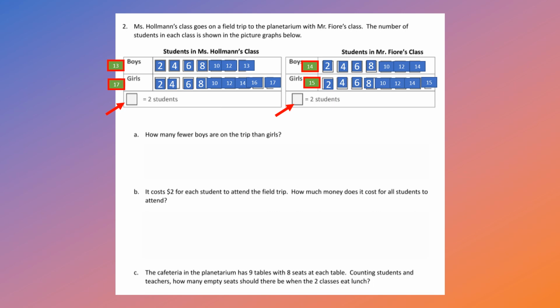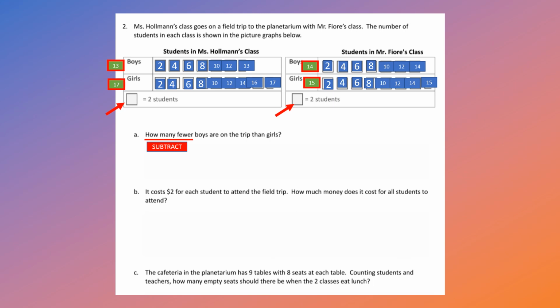So let's look at A. A says, how many fewer? And I'm going to stop. How many fewer? That's one of those key math phrases. As soon as I see that, I'm going to write down the word subtract. And now I'm on the lookout for what I am subtracting. So I'm going to start over reading because I wrote down my keyword, and now I need to reread to make sure I understand everything I'm supposed to do. So how many fewer, subtract, boys are on the trip than girls? That means I'm comparing boys to girls.